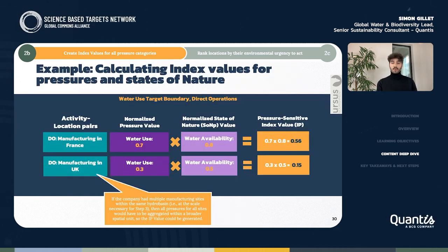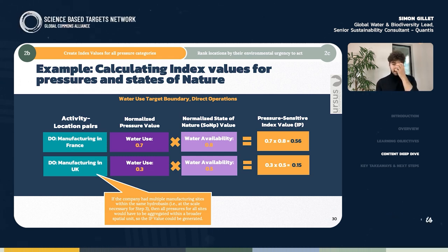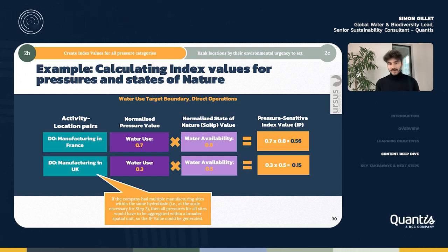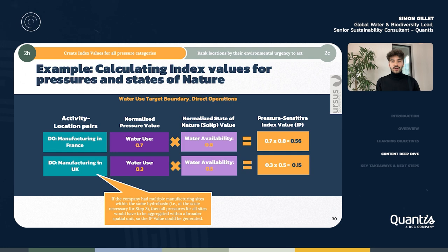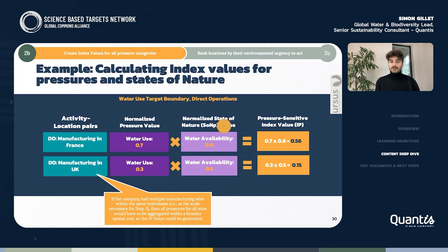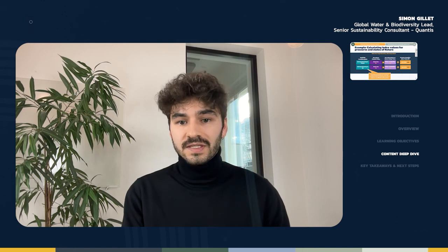In the prior slide, we calculated the normalized pressure and state of nature for an activity location pair for direct operations. Using these values, we can now calculate the pressure sensitivity index value, IP, using the equation IP equals pressure times state of nature, pressure specific. And so we get here IP for water use, that would be 0.7 times 0.8 equals 0.56.